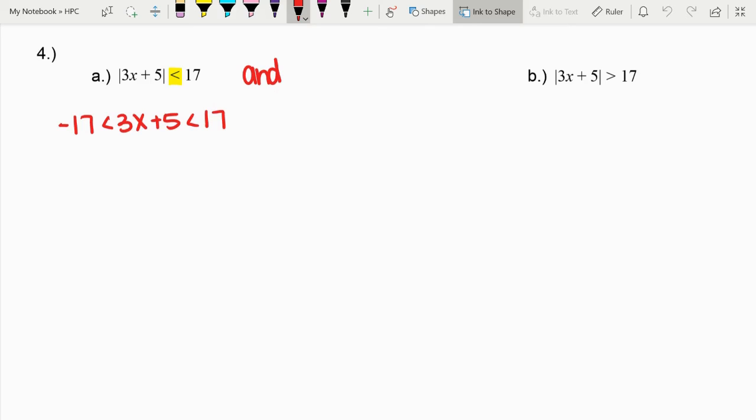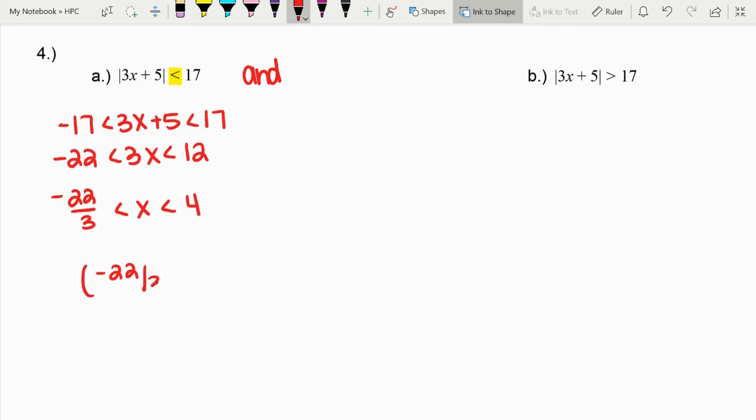Okay, let's subtract 5 from both sides. And then we can divide by 3. So I'll have -22 is less than x, which is less than 4. Okay, so if I write this in interval notation, I have -22 to +4, both with soft brackets.